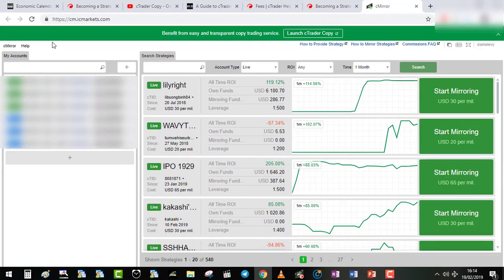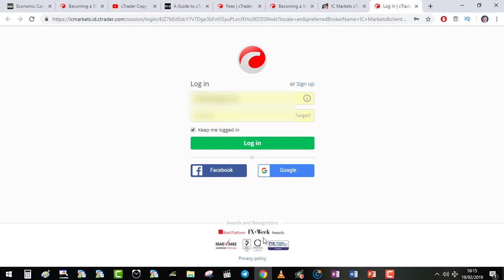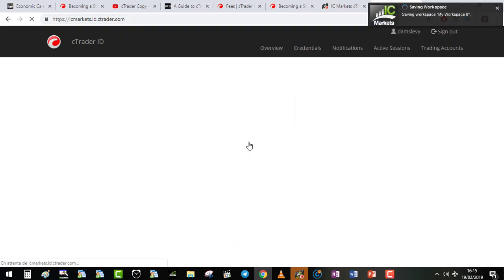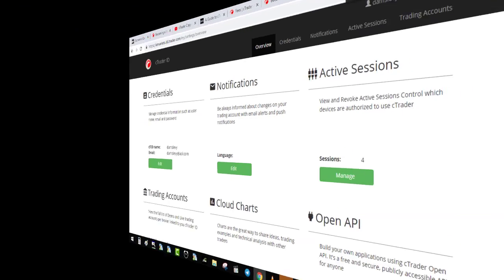So there are two platforms, cMirror and cCopy. Actually they do the same thing, except that cMirror is the old platform and now we will go with cTrader Copy right here. So you click on the top of the window right here. You can close cMirror, it's not useful at all. So you will have to log in to be able to connect to it. You put your login and your password.